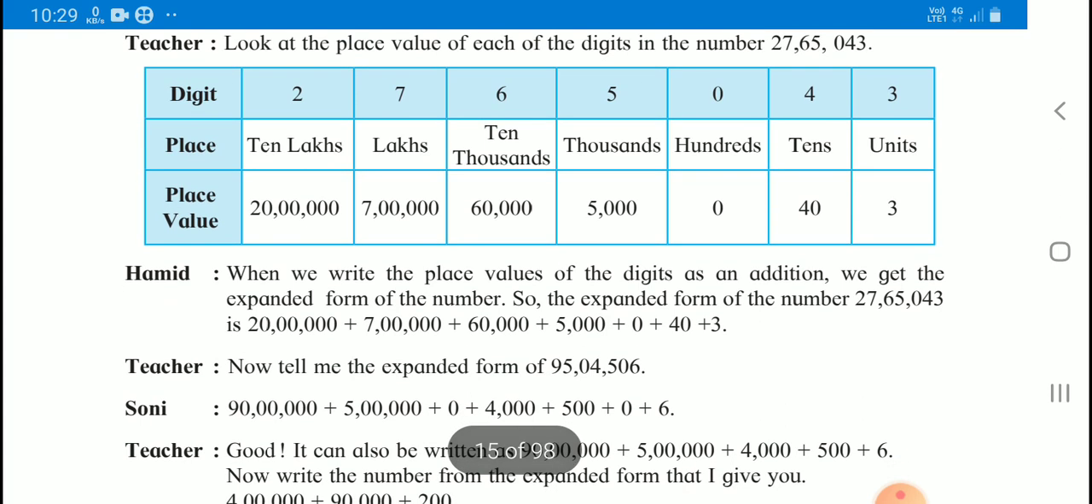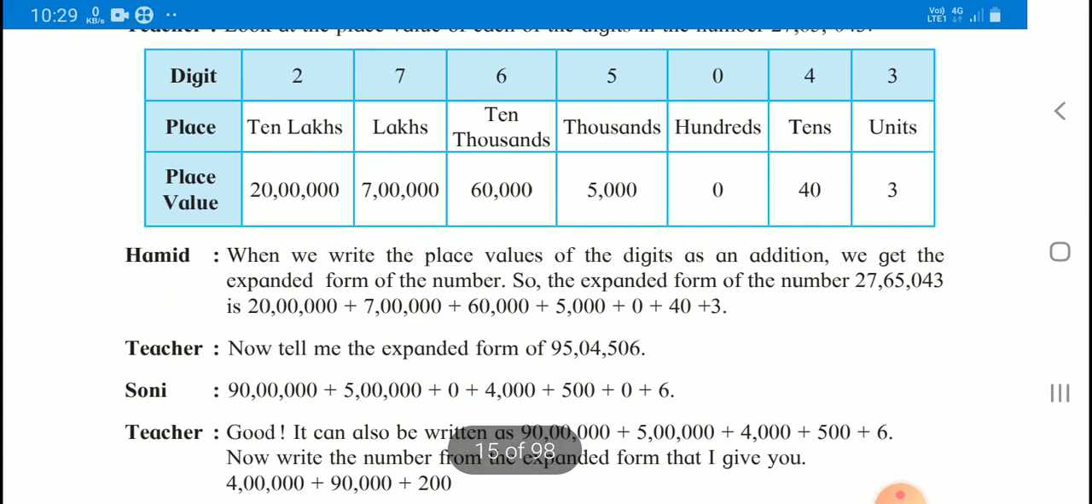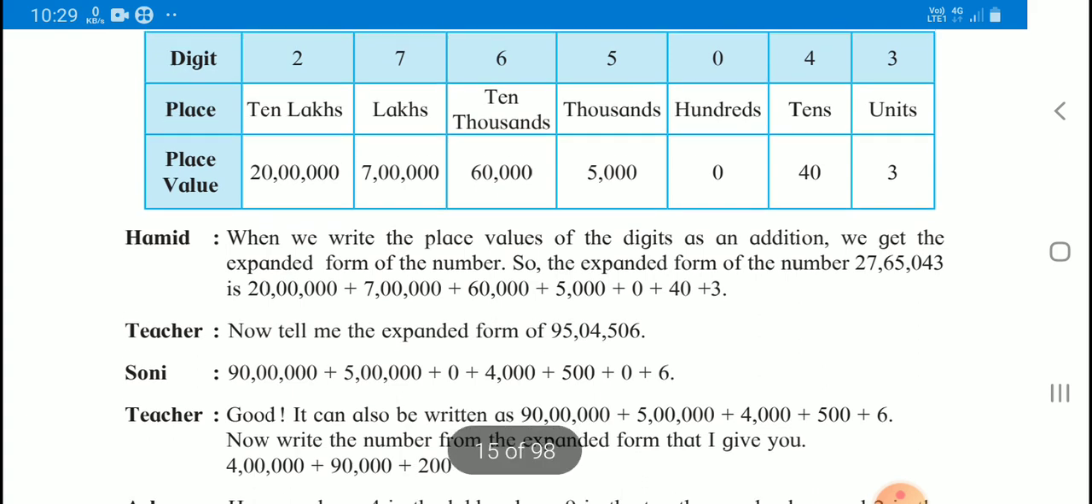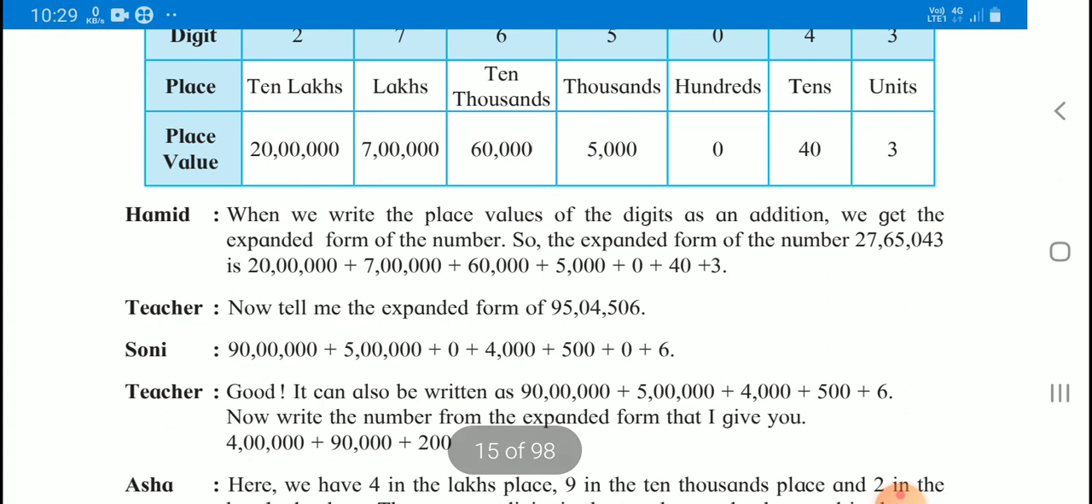Now Hamid said, when we write the place value of the digits as an addition, we get the expanded form of the number. So the expanded form of the number 27,65,043 is 20 lakh plus 7 lakh plus 60,000 plus 5,000 plus 0 plus 40 plus 3.